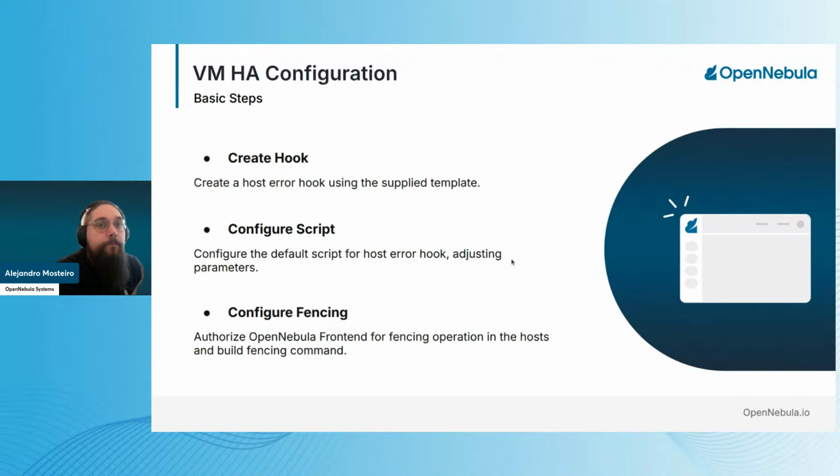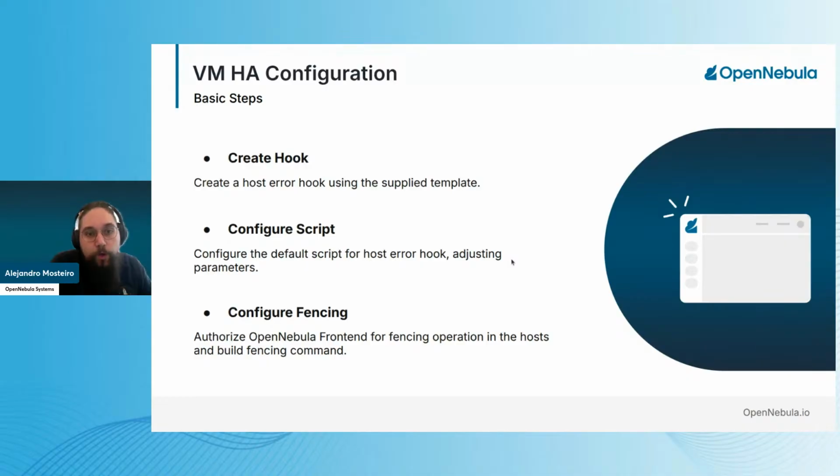We already have the possibility of creating this host error hook that will have this script associated. We have a template that we offer with OpenNebula installations that will trigger on the detection of a host error state in the OpenNebula instance. Once this script executes, by the defined adjusted parameters, it will decide whether or not this is a false positive, and then execute the associated script.